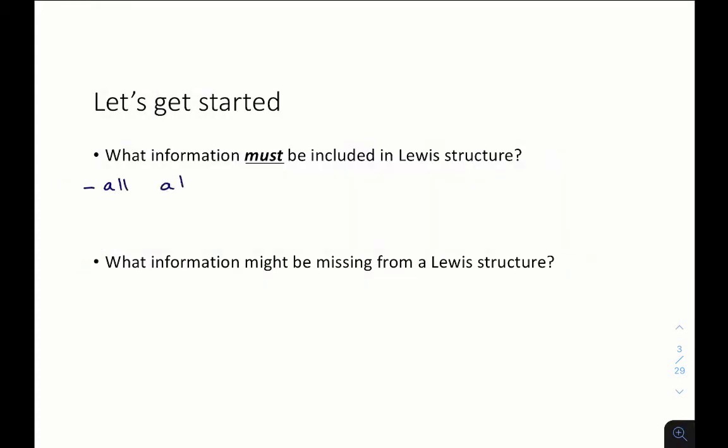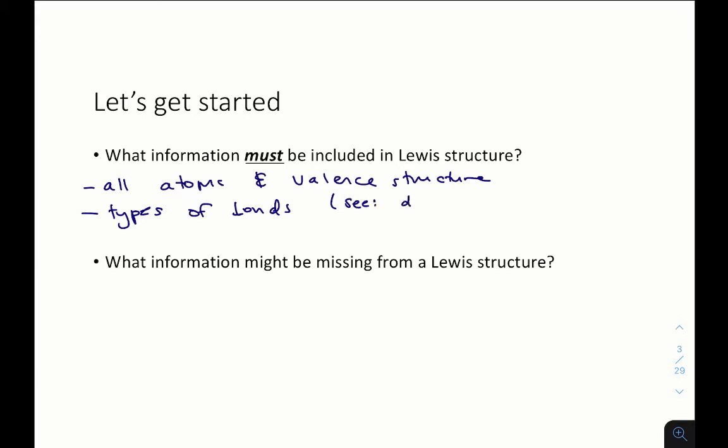Well, all atoms and valence electrons must be included in a Lewis structure. I'll list some more common answers that I hear to this question. In addition to all atoms and valence electrons, students often say that the types of bonds can be inferred from a Lewis structure. For example, you can see double versus single bonds, and you might infer the presence of sigma versus pi bonds if you recall those, and if you don't recall that, you very soon will.